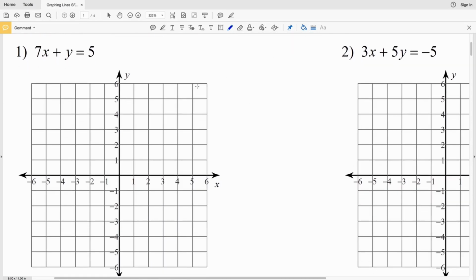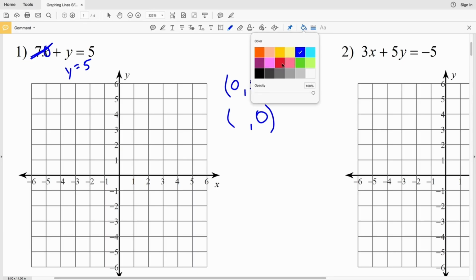Now since we're sketching the graph, I think the easiest way is to find the x-intercept and the y-intercept, because you only need 2 points to make a line. So we're going to find the point (0, y) and then (x, 0). So solving for when x is 0, plugging a 0 in for x, we get 7 times 0, which is 0. So we're left with y equals 5. So now we can plot (0, 5).